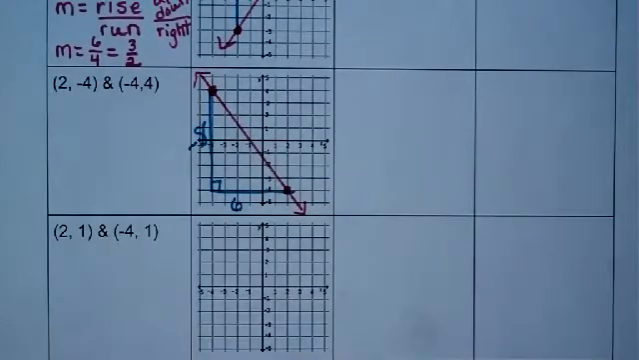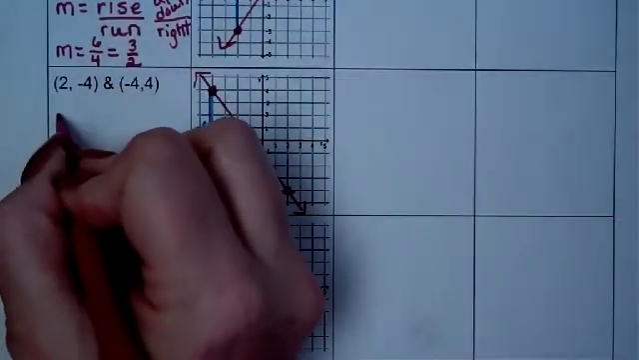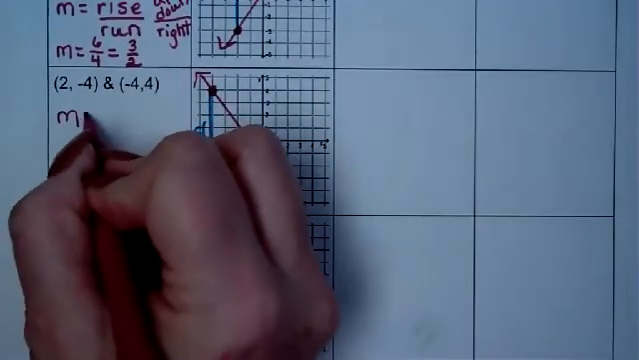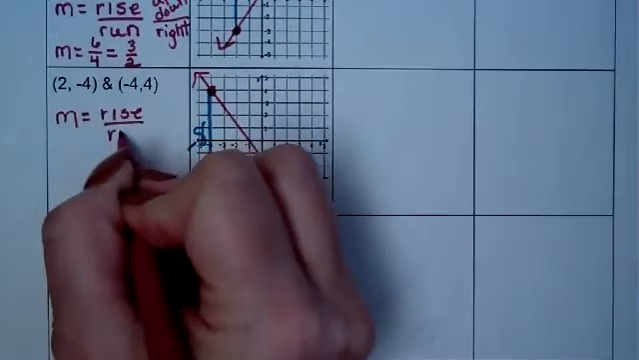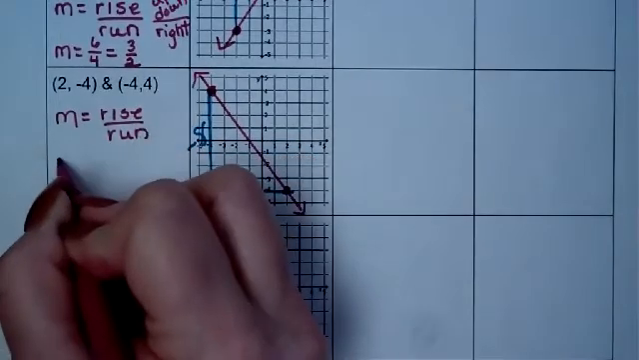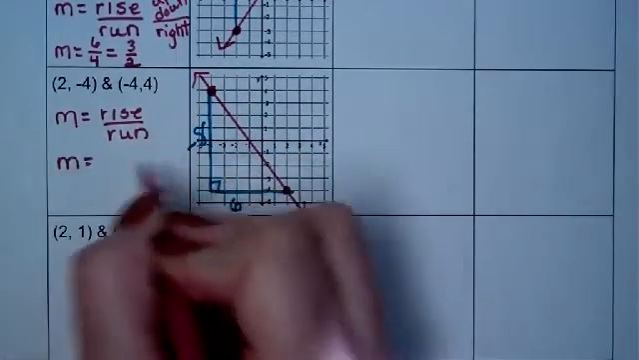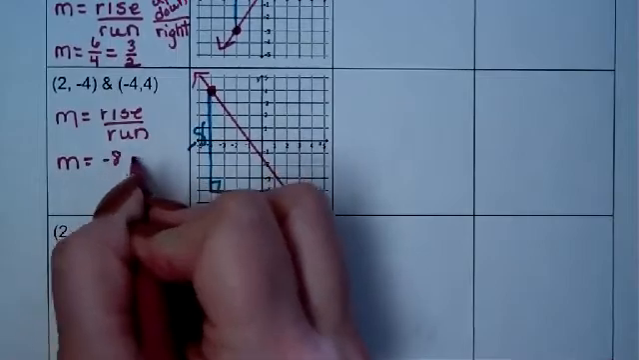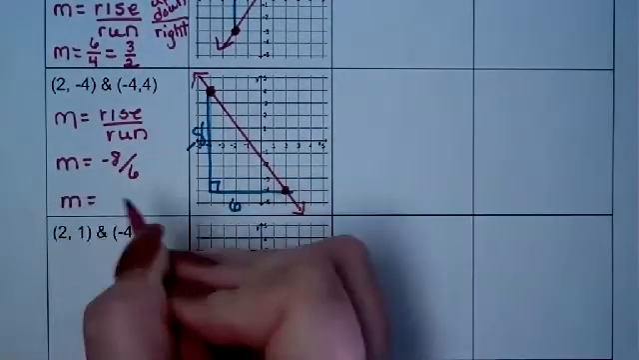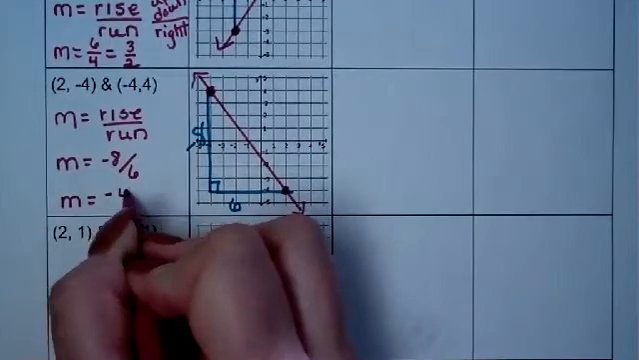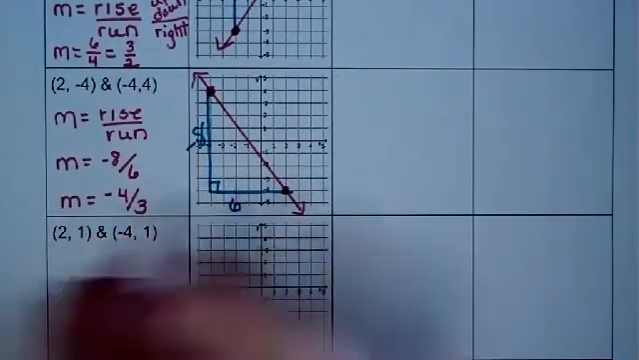So if I wanted to come out here, I could say my slope, my lowercase m, is rise over run. That makes m equal to -8 over 6. But guys, let's simplify that. That's the same thing as -4 over 3.